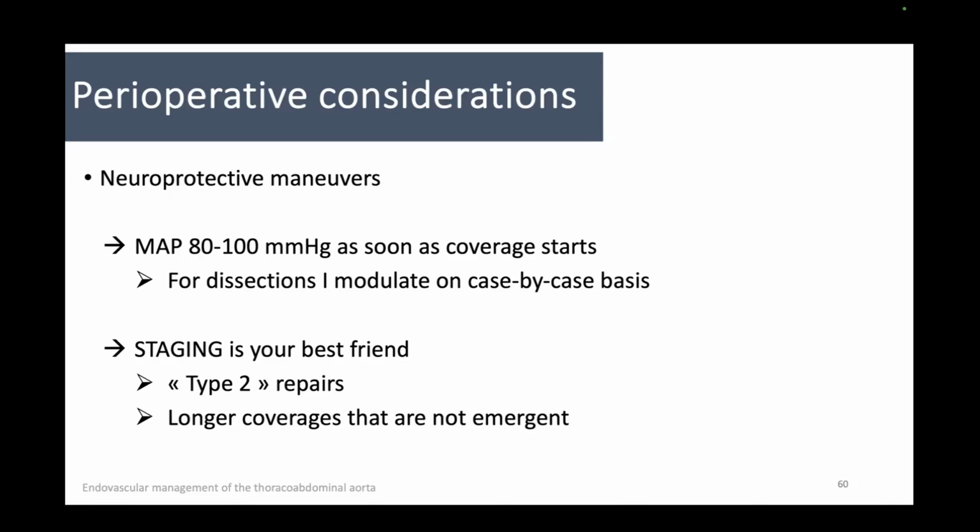Think about staging the case too. Staging means doing a first TEVAR, and if you're doing a type 2 repair, so the whole thoracoabdominal aorta, then waiting a few weeks and then doing the rest of the coverage. This way, you have less chance of ending up with a paraplegia. It's been more used in the past decade, and most people right now are using this strategy with the first TEVAR and then the extension TEVAR or FEVAR that we need to do after that if needed a few weeks later.